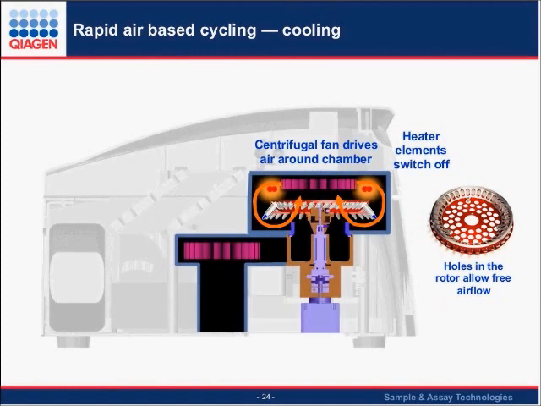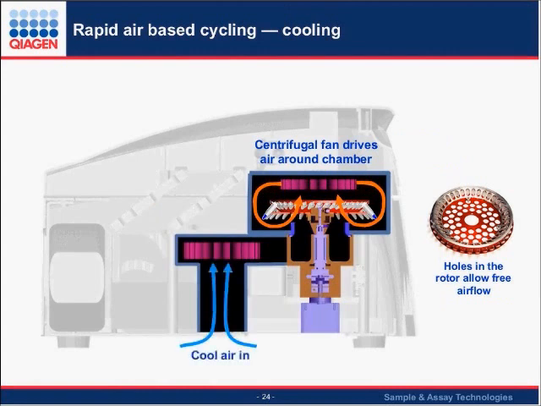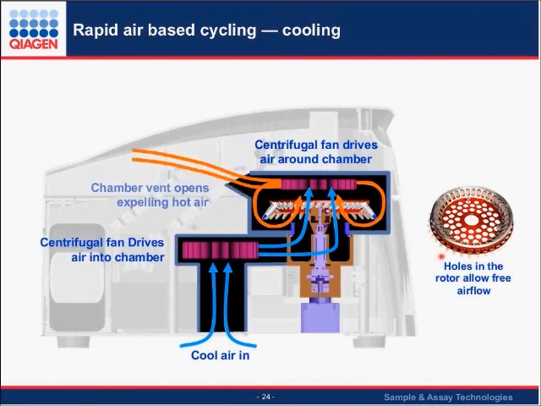And then if we want to cool, we switch off the heating element, turn on the fan, which will bring the cool air in from outside, and we drive the cool air into the chamber, and we expel the hot air by opening the vents. And this happens with every cycle. So you heat, you cool it down, you heat it up a little bit more, and then cool it down for the cycling.